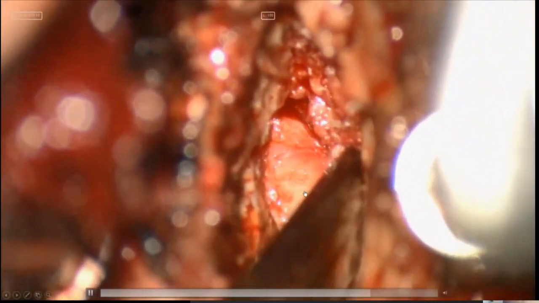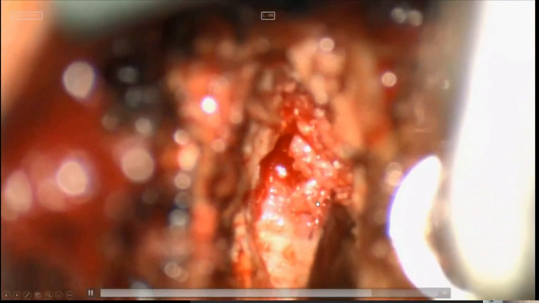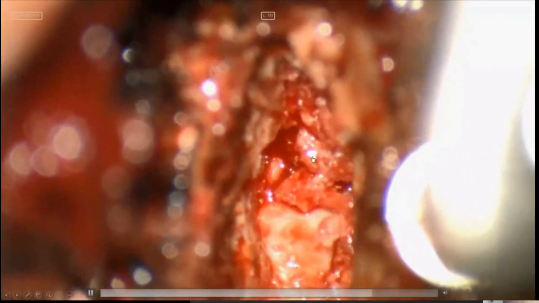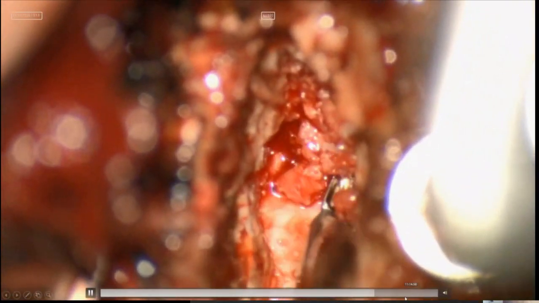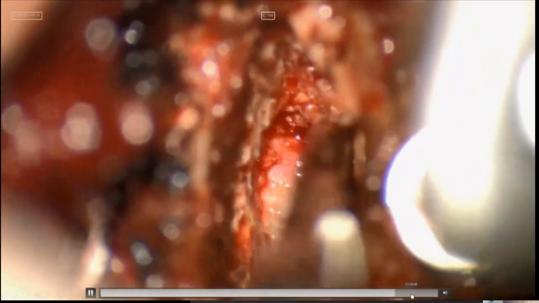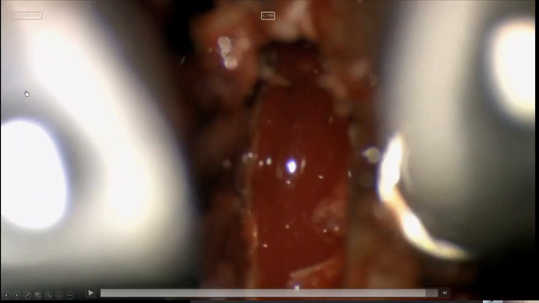Once I've seen this dura here, just to clear the foramen, there are still some tissues around in the foramen. And at the end of the surgery, once everything is cleared, we measure a cage and put a cage here to replace the intervertebral disc.